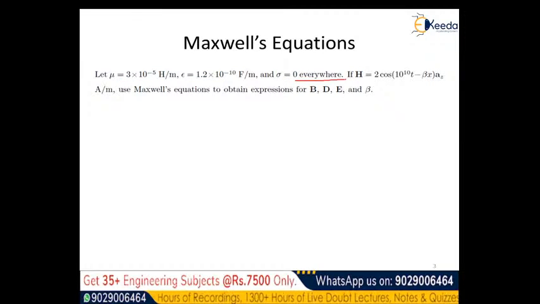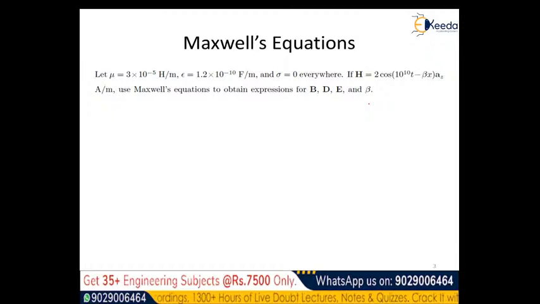So this is everywhere. Now we are provided the vector representation of capital H. Capital H is the magnetic field intensity, expressed as 2 cos of (10 raised to the power 10 t minus beta x). Beta is the phase shift constant. In this problem statement we have to make use of Maxwell's equations that we have just been introduced to, and obtain the expressions for capital B, capital D, capital E, and finally beta.